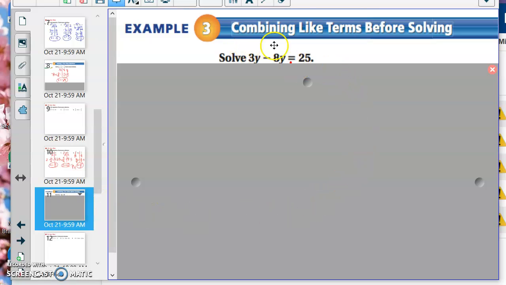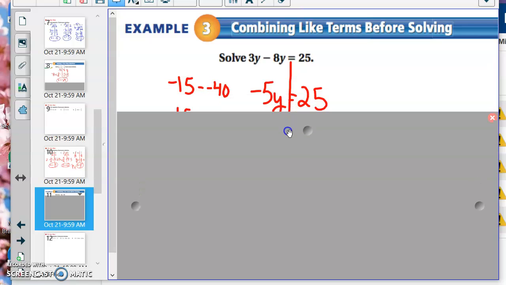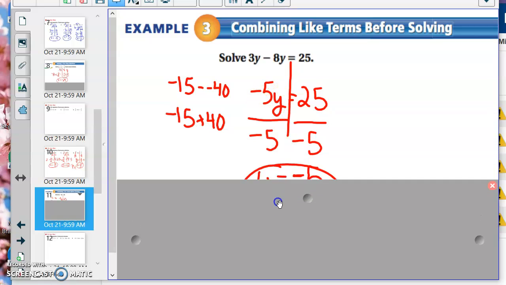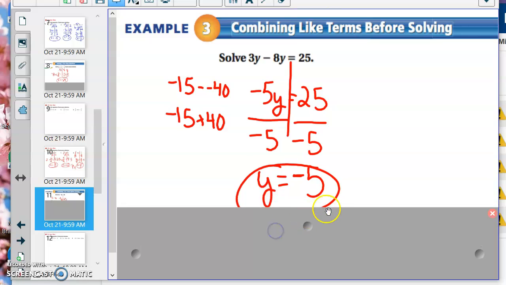Next one is where we're going to have to do some combining of like terms before we can solve it. If I look at this equation here, 3y minus 8y, those are like terms. And I want to combine like terms first before I go through my steps of solving it. So 3y minus 8y, of course, is negative 5y. Then next would be undo addition or subtraction. I don't have any addition or subtraction, so I go to the next step, which is undo multiplication or division. And I do have a multiplying by negative 5, so I'd have to divide by negative 5 on both sides, and that then gives me y equaling negative 5.